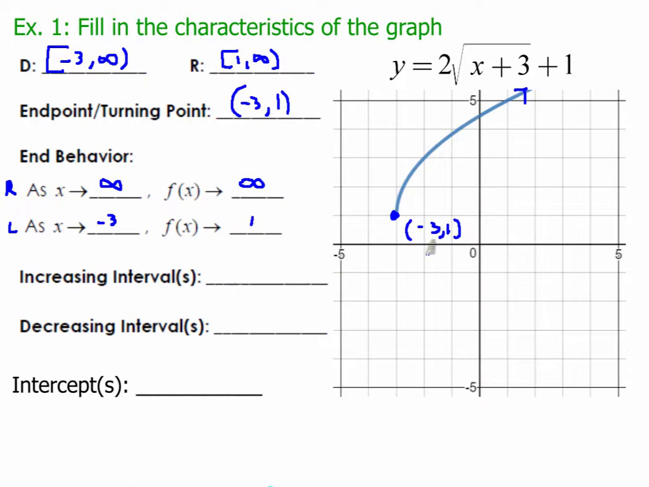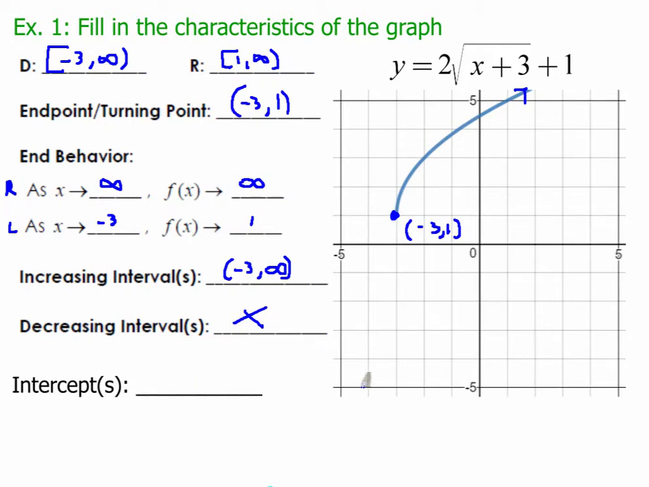For increasing intervals, well, if we look at this graph, it starts here, and it just keeps going up forever. So the increasing interval is basically the same thing as the domain. It's from -3 to infinity. Remember, increasing, decreasing, and constant is always x values. For the decreasing interval, well, it's never going down, so it just doesn't have one.